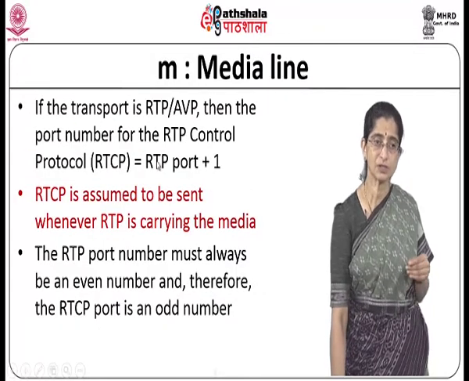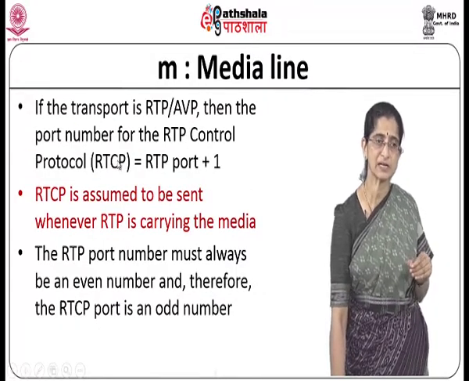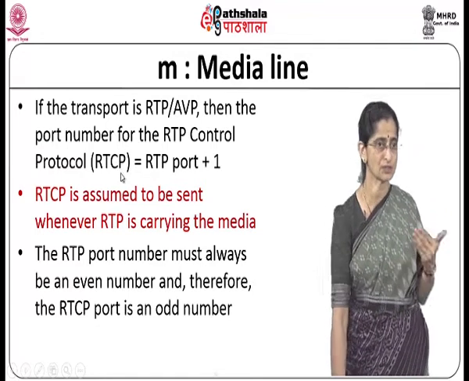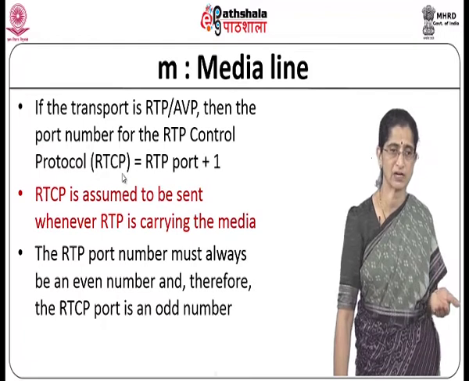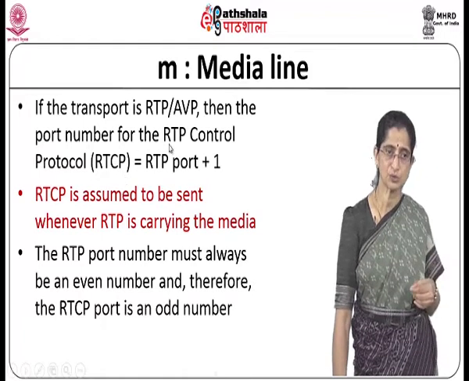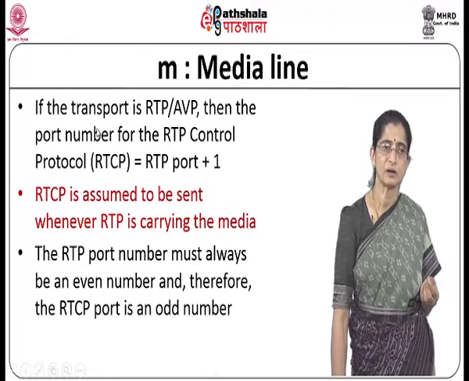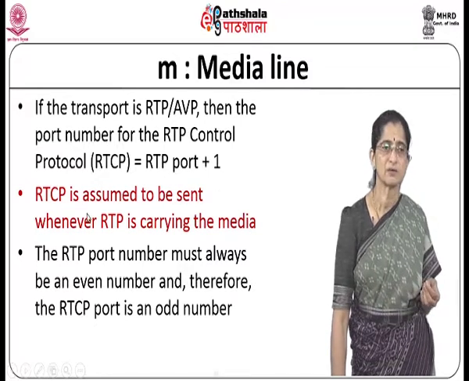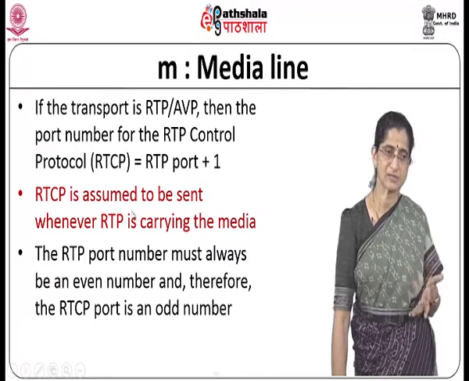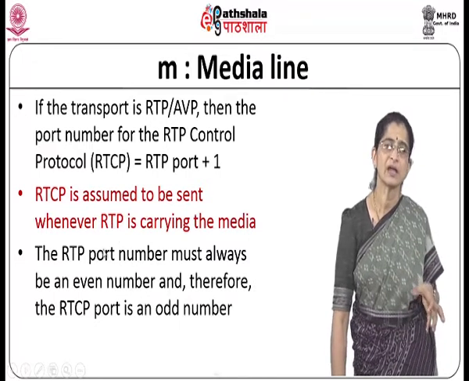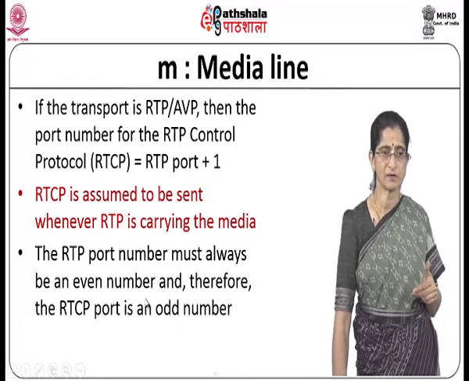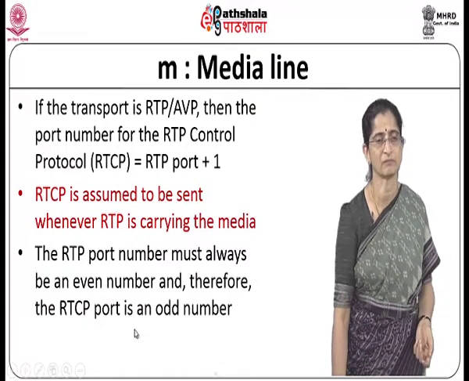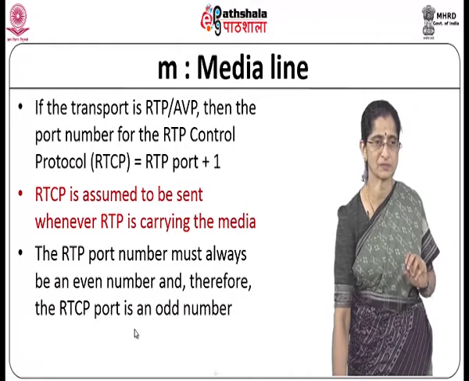And if the transport is RTP/AVP, it means that it will use RTP and RTCP. So remember that RTCP is a protocol that is used for control information along with the RTP protocol. So if that is used, the RTCP protocol port number is always treated as RTP port number + 1. Now we know that RTCP is assumed to be sent whenever RTP is carrying media, and the RTP port number must always be an even number. So the RTCP port number will be the next odd number that we have. Okay, this is how the media line will be specified.